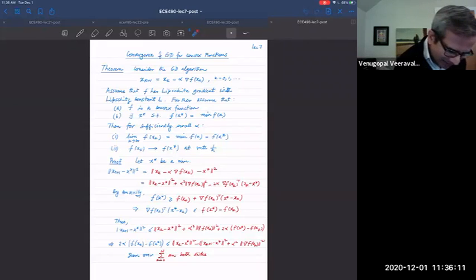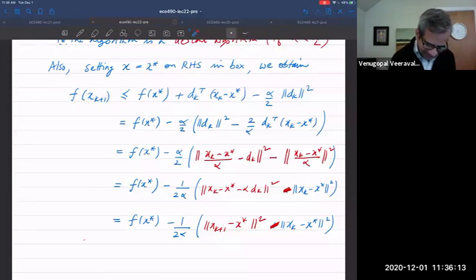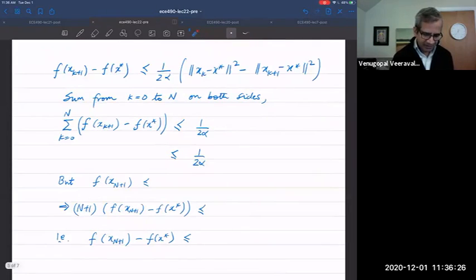Okay, so let's go back to our lecture. If you take the difference between f of xk plus 1 and f of x star, you have this term on the right-hand side. That's what you have.